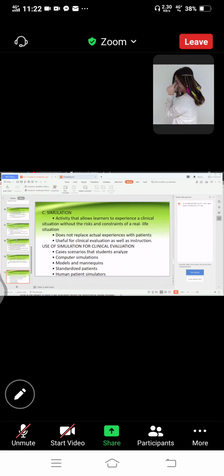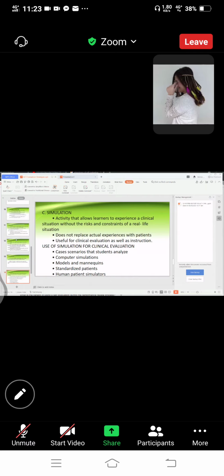Next is simulation. These are the activities that allows learners to experience a clinical situation that risks and constraints of a real-life situation. It does not replace the actual experiences with patients. Kasi nga simulation lang siya. It is useful for clinical evaluation as well as instructions.